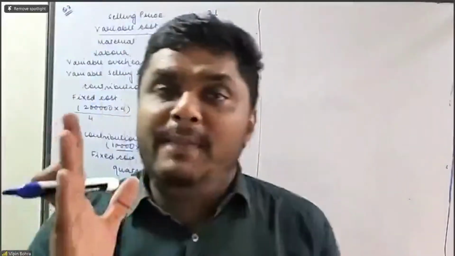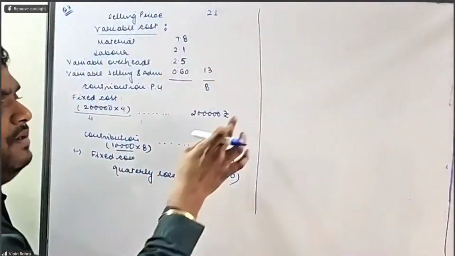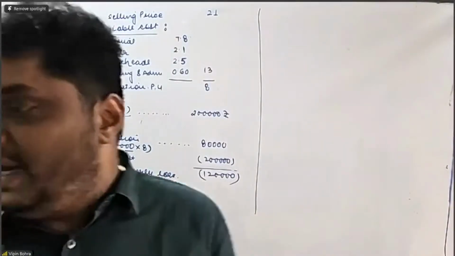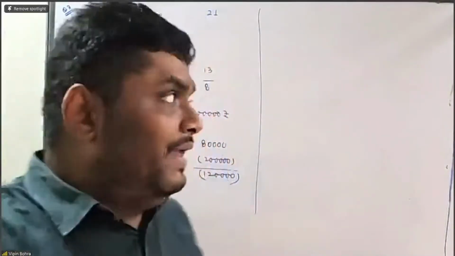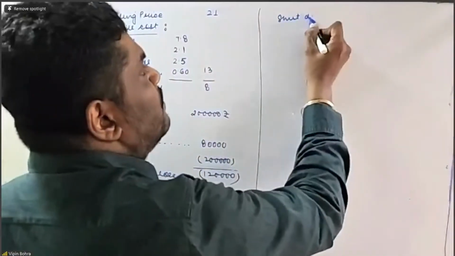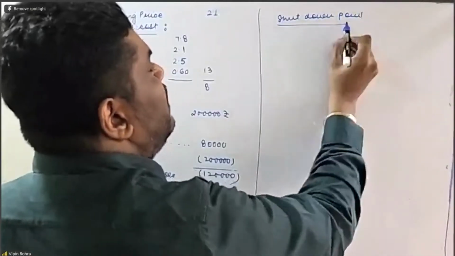Now, if we are manufacturing and selling 10,000 units, my contribution will be how much? 80,000. My fixed cost is 2 lakh. My quarterly loss will be how much? 1 lakh 20,000. Now, herein the twist starts.